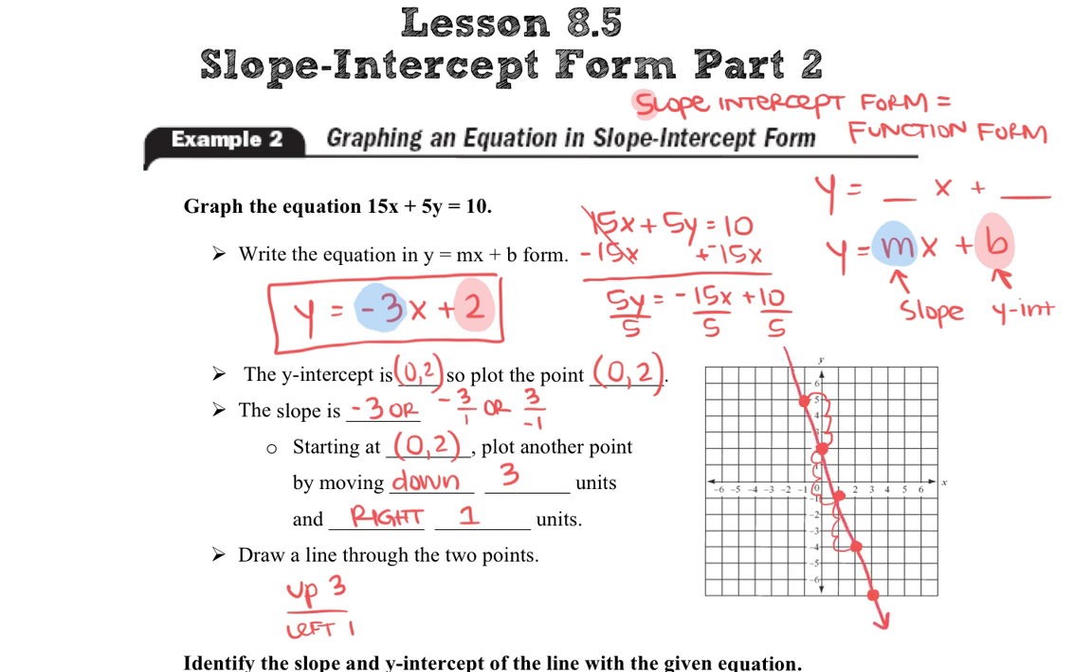And so then I'm going to make my nice straight line there, and you'll notice that right away we see we have a negative slope, and so I know I do need to have a falling line there, which I do.